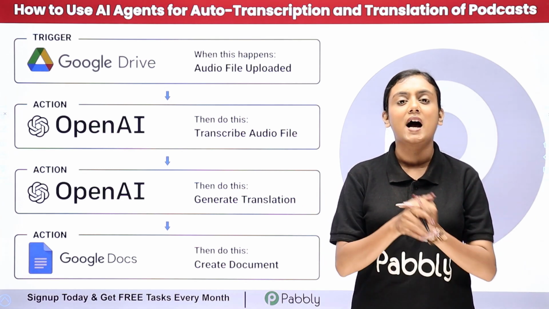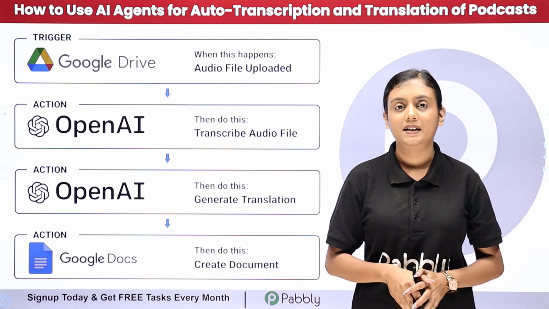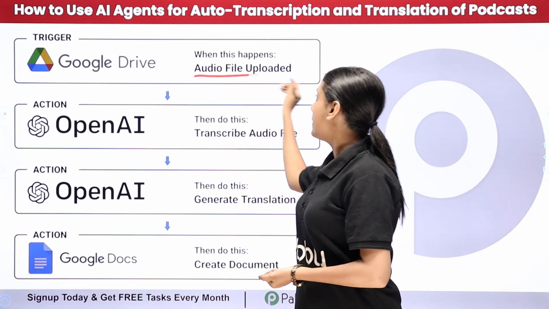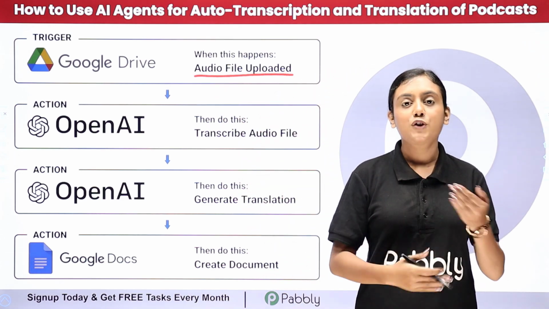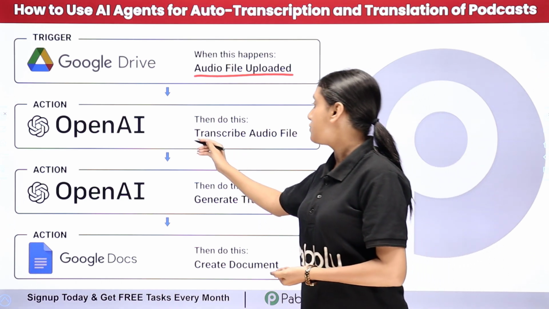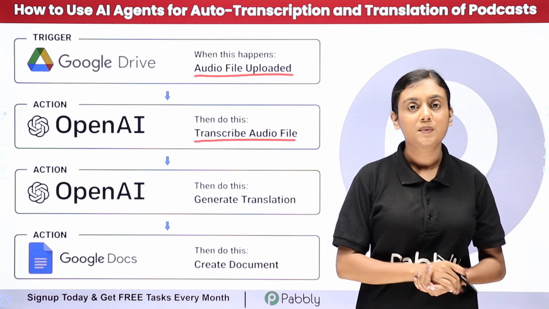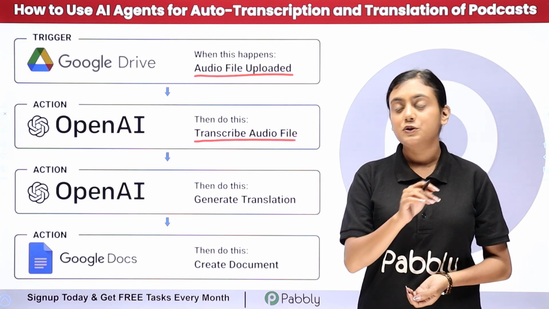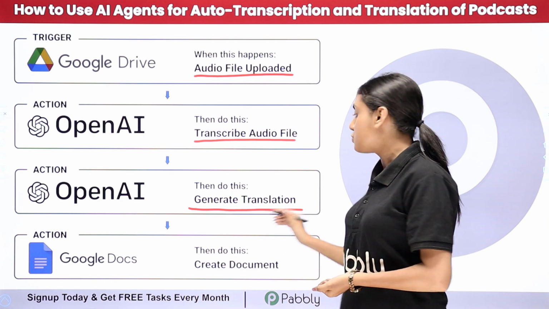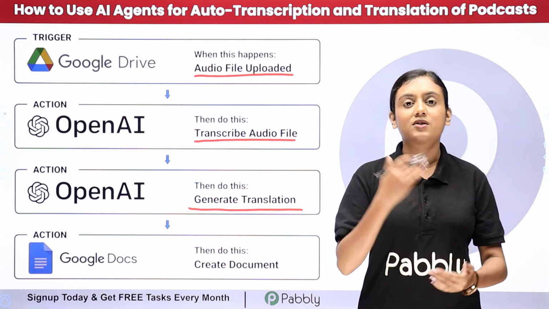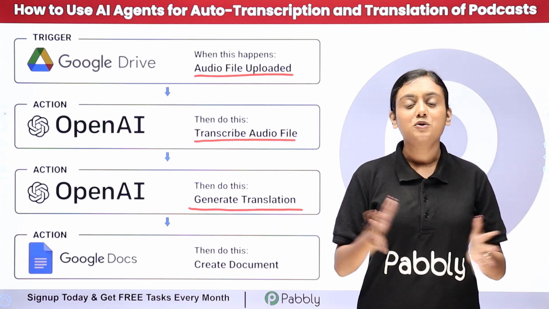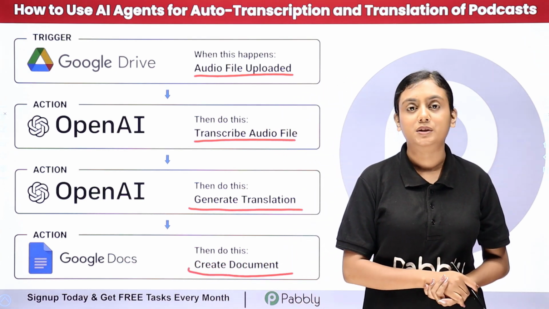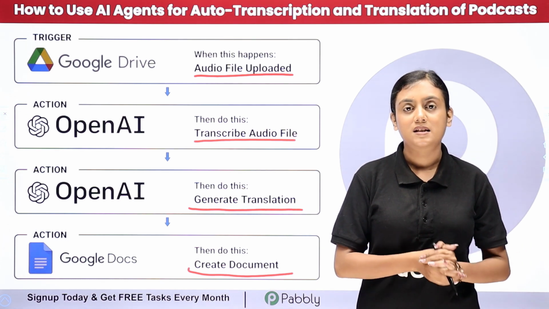So to solve this problem, I have created an AI agent using Pabbly Connect. So now in my Google Drive, as soon as I'm going to upload any of the audio file that is my Hindi podcast, automatically an AI agent is firstly going to transcribe the audio file, okay? As now the transcription is going to be done, another AI agent is going to translate that Hindi transcription into English. And as the translation is going to be done, automatically a document of that podcast is going to be created in my Google Docs to create the proper systematic record.